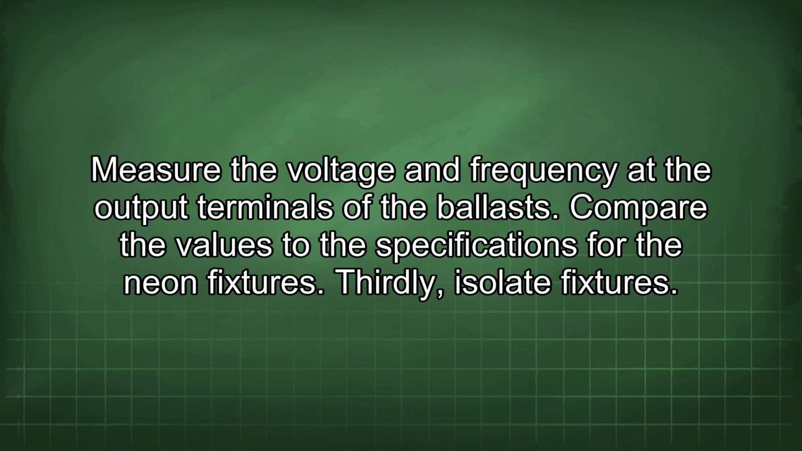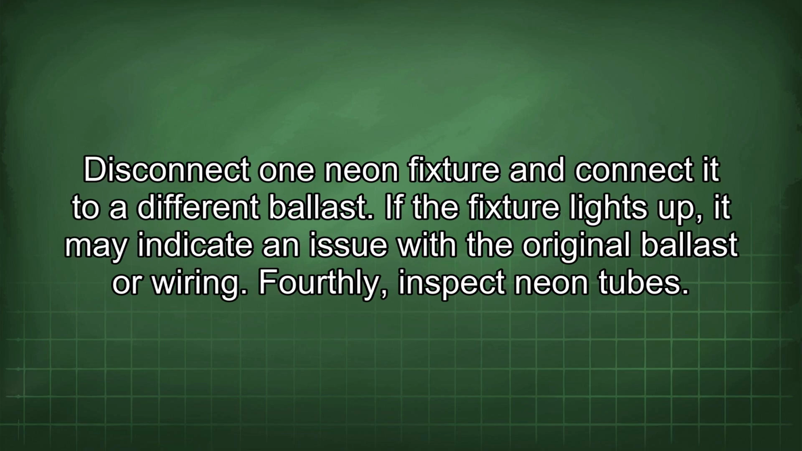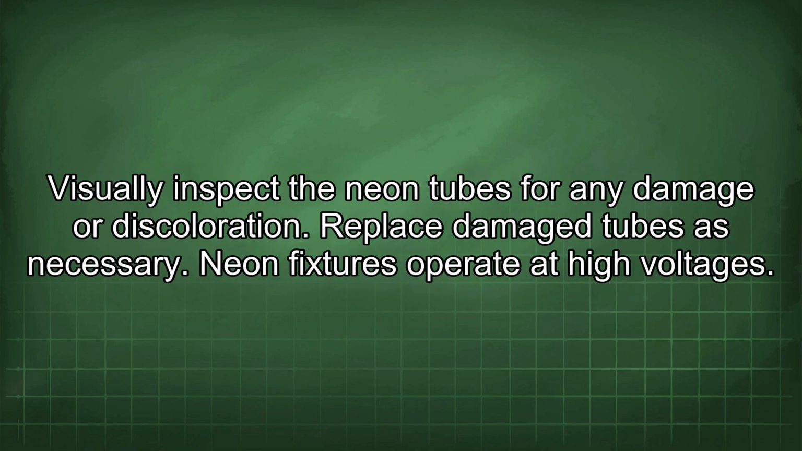Thirdly, isolate fixtures. Disconnect one neon fixture and connect it to a different ballast. If the fixture lights up, it may indicate an issue with the original ballast or wiring. Fourthly, inspect neon tubes. Visually inspect the neon tubes for any damage or discoloration. Replace damaged tubes as necessary.